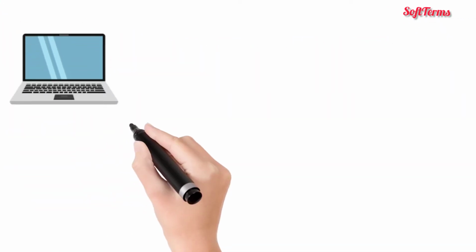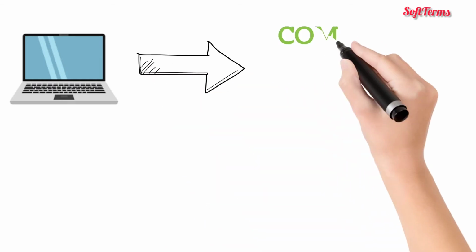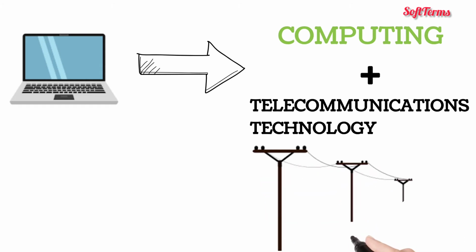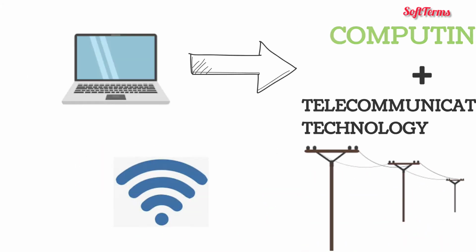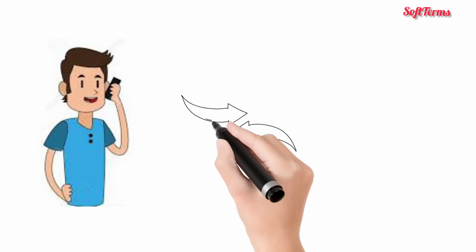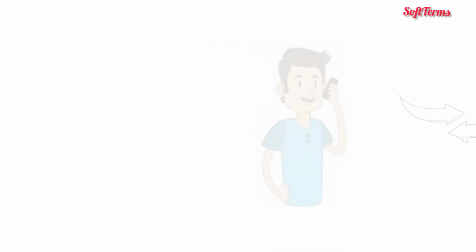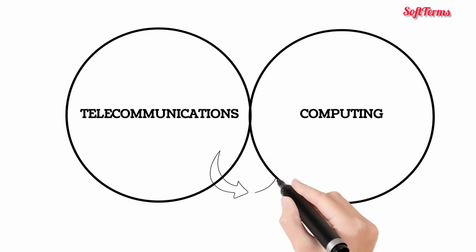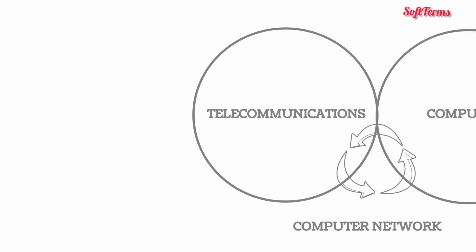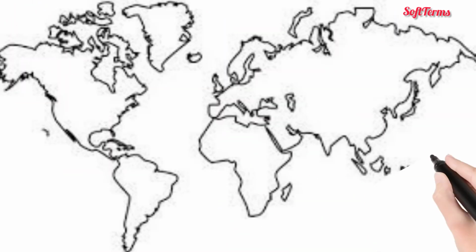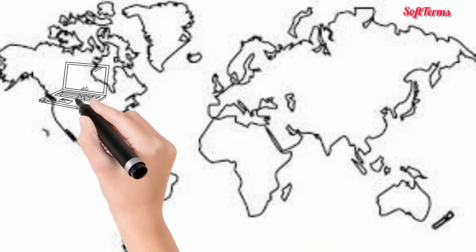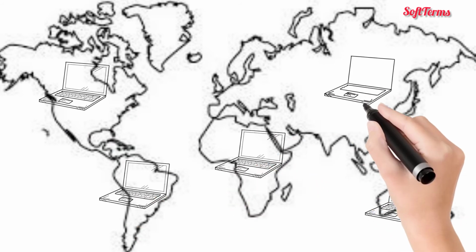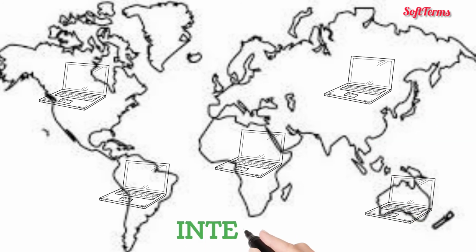Since a computer network involves the use of computers for computing and telecommunication technology like telephone lines and radio links for transmitting the processed data over a long distance, the computer network can be said to have evolved at the interface of telecommunication and computing. The first computer network that appeared was a wide area network that joined geographically distributed computers to each other. That wide area network is nowadays known as the internet.